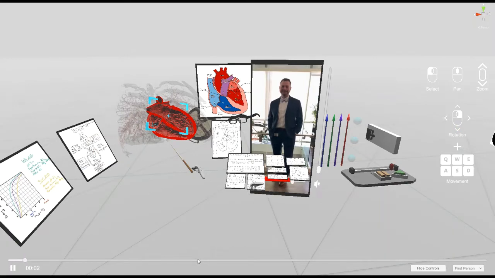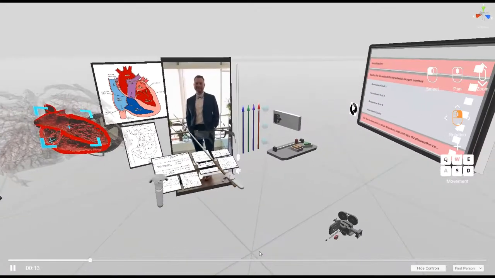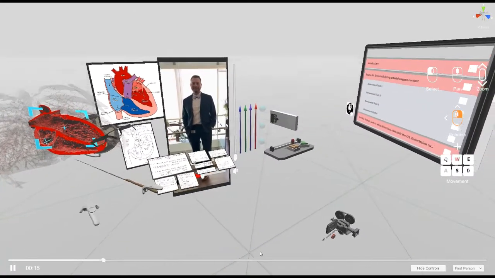Hello, my name is Dr. Matthew Bramlett. This is me over here. And in this lesson, what we're going to discuss is oxygen in the blood. And we're going to start by going through the arterial oxygen content of blood.